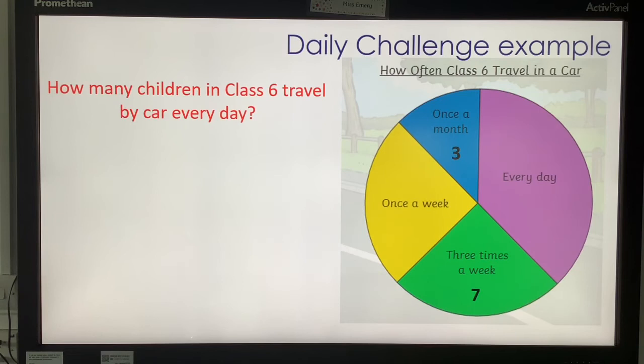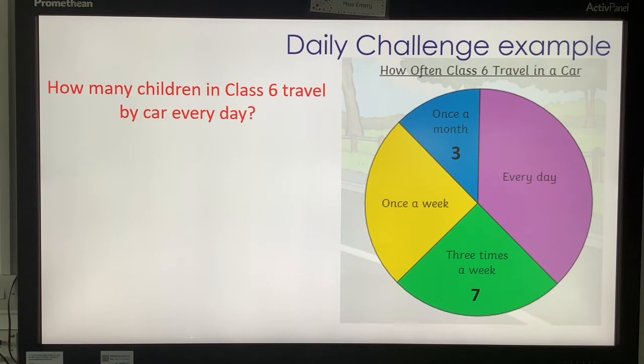Our next question: how many children in class 6 travel by car every day? Now, can anybody spot the piece of information that allows us to work this out? Have a very careful look. So we have got all the information here we need to work that out. We don't know what percent every day is, but we can work it out.